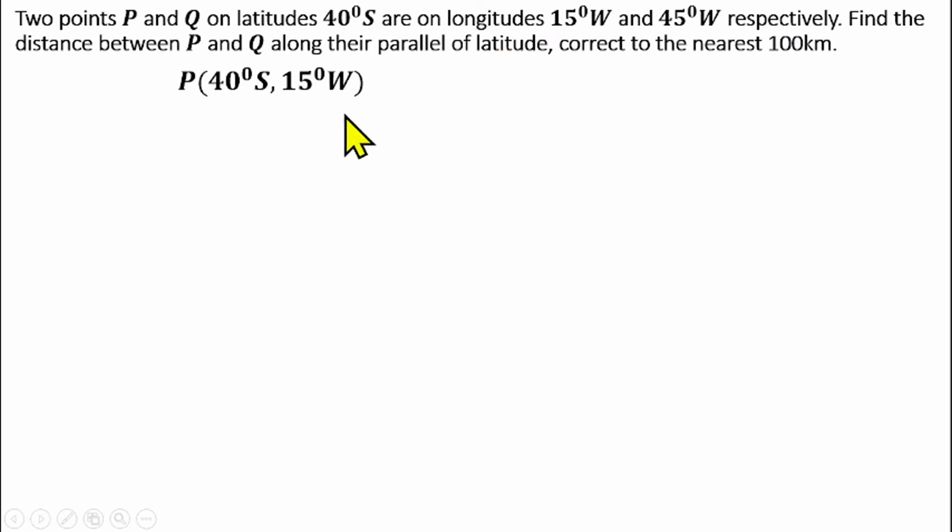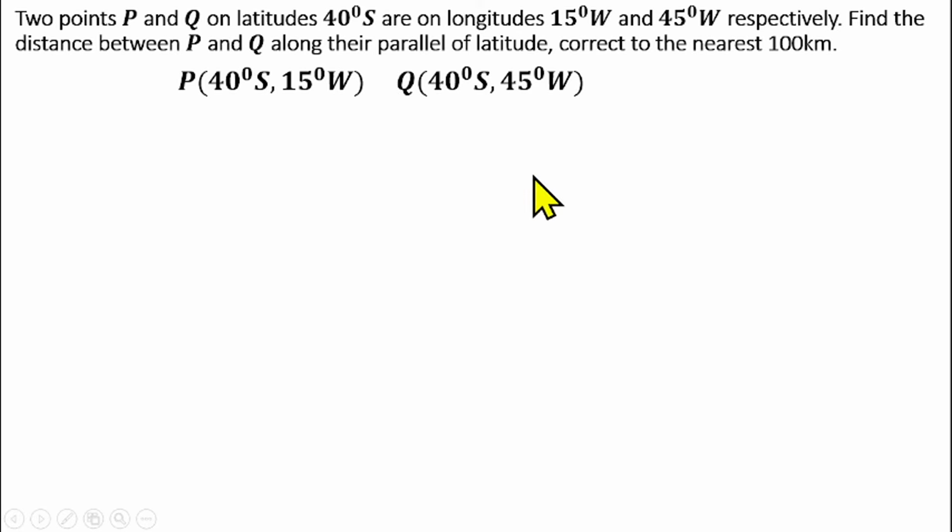So if you represent that in coordinate form, for point P, you should have 40 degrees south for the latitude, and its longitude is 15 degrees west. Point Q as well is also on the same latitude, 40 degrees south, and 45 degrees west.